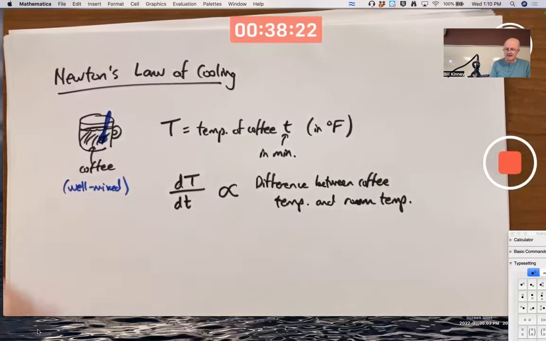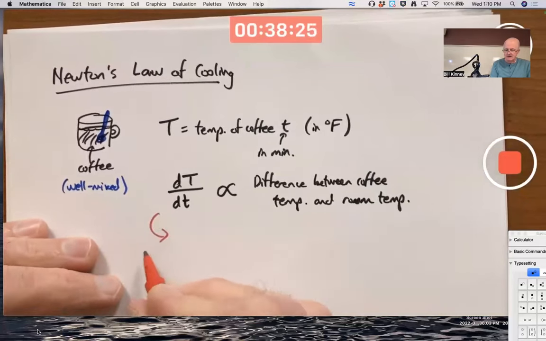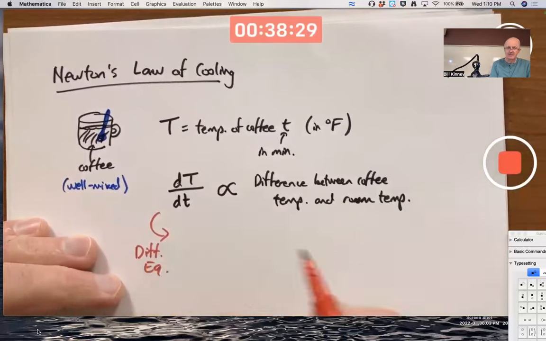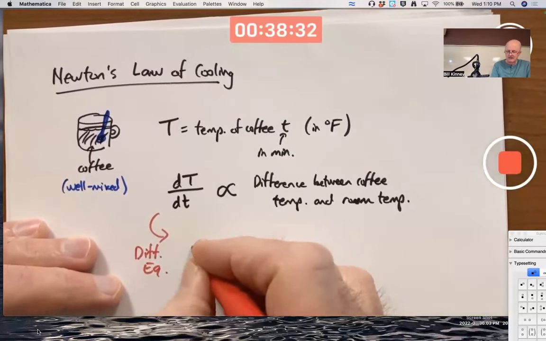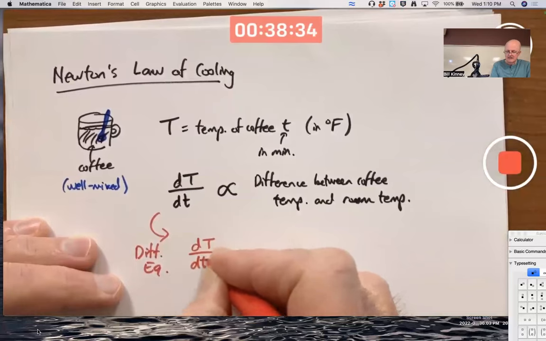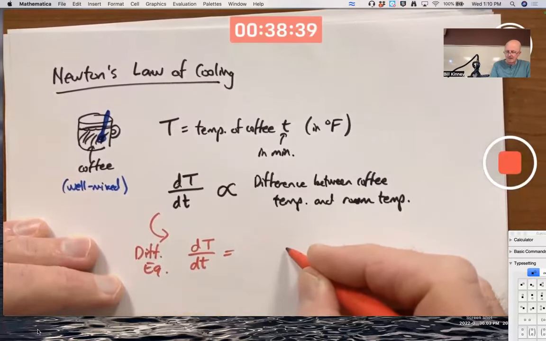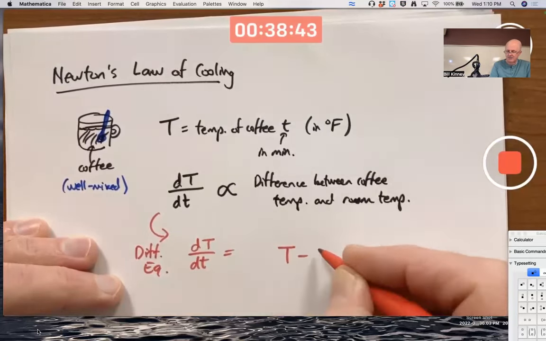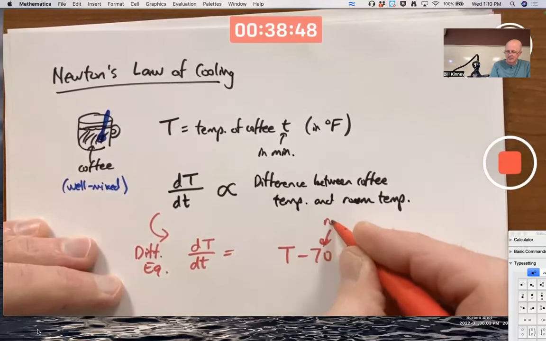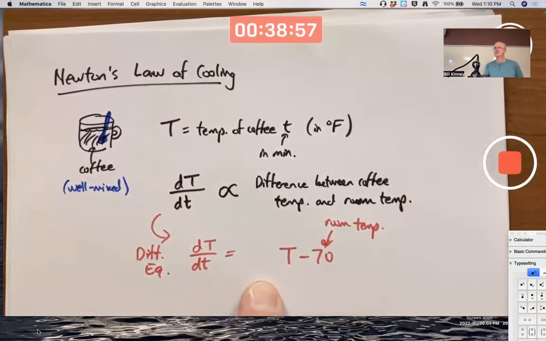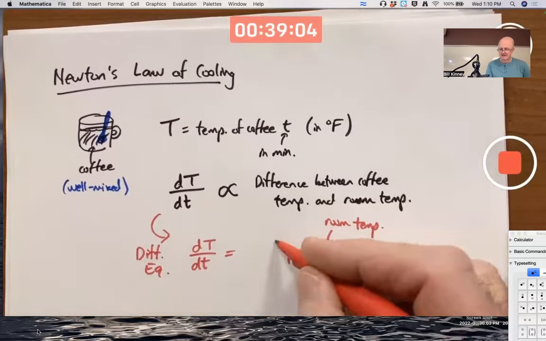Proportionalities like this can be then converted to equations. In this case, a differential equation, because it involves the derivative of an unknown function. dT/dt equals, leave some space. Over here to the right, let's write T minus the room temperature. Let's assume room temperature is 70. That's room temp. Why did I leave space there? Got a guess? Here's a little hint.